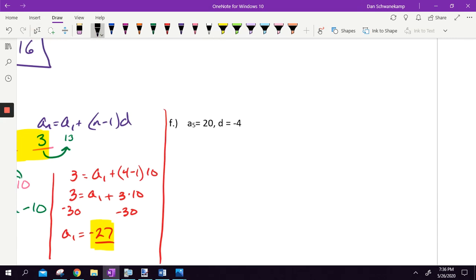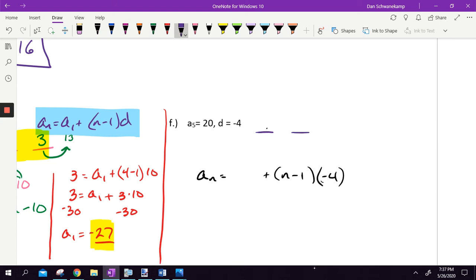One more here. A sub 5 is 20. D is negative 4. So again, I'm plugging into this formula. I want to know a sub n is equal to, I need to plug in a sub 1. N minus 1 is going to stay there. I'm going to plug in my D, and my D here is negative 4. I need to know what a sub 1 is. So you could do it a lot of different ways.